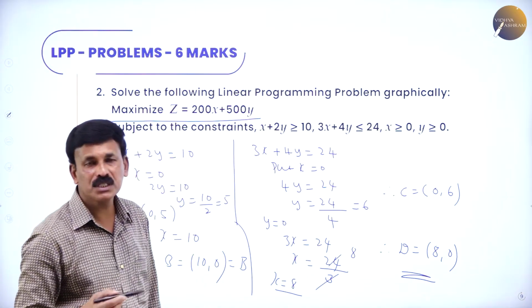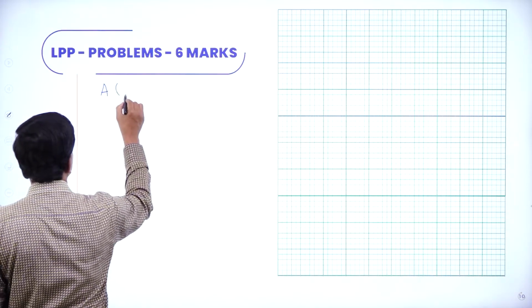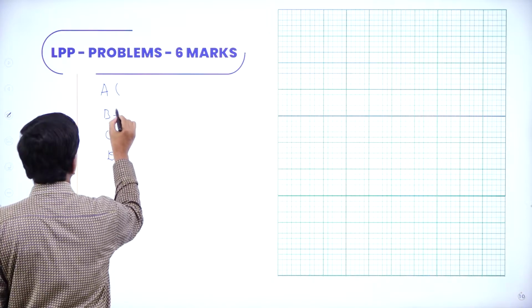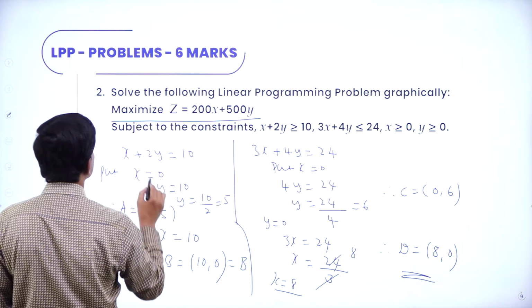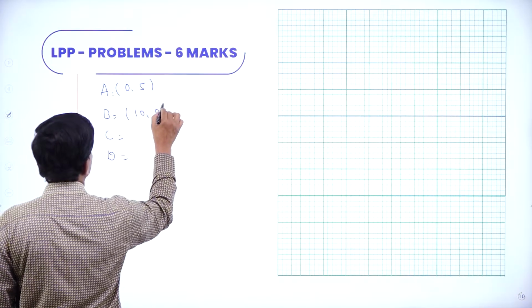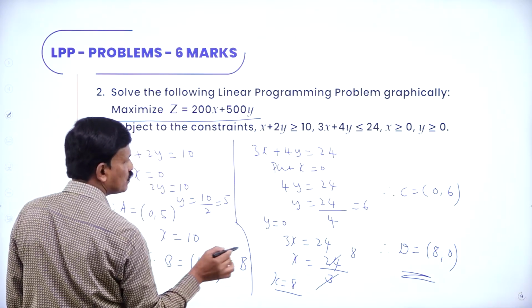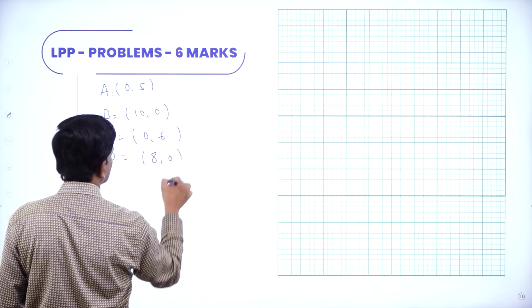Okay. Now, let us represent this on a graph sheet. I will go to the next page. What are the points? What is A? What is B? What is C? And what is D? A is 0, 5. B is 10, 0. C is 0, 6, and D is 8, 0.